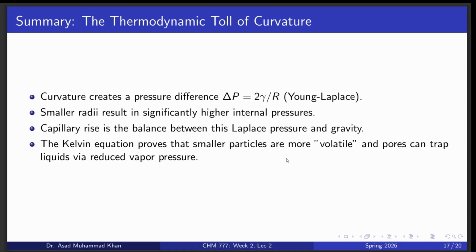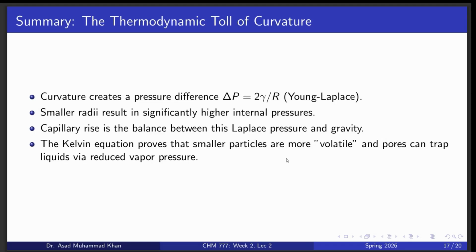Curvature creates a pressure difference, delta P, which you just calculated, and which equals 2 gamma over R, given by the Young-Laplace equation. Smaller radii result in significantly higher internal pressures. Capillary rise is the balance between this Laplace pressure and gravity. The Kelvin equation proves that smaller particles are more volatile and pores can trap liquid via reduced vapor pressure.